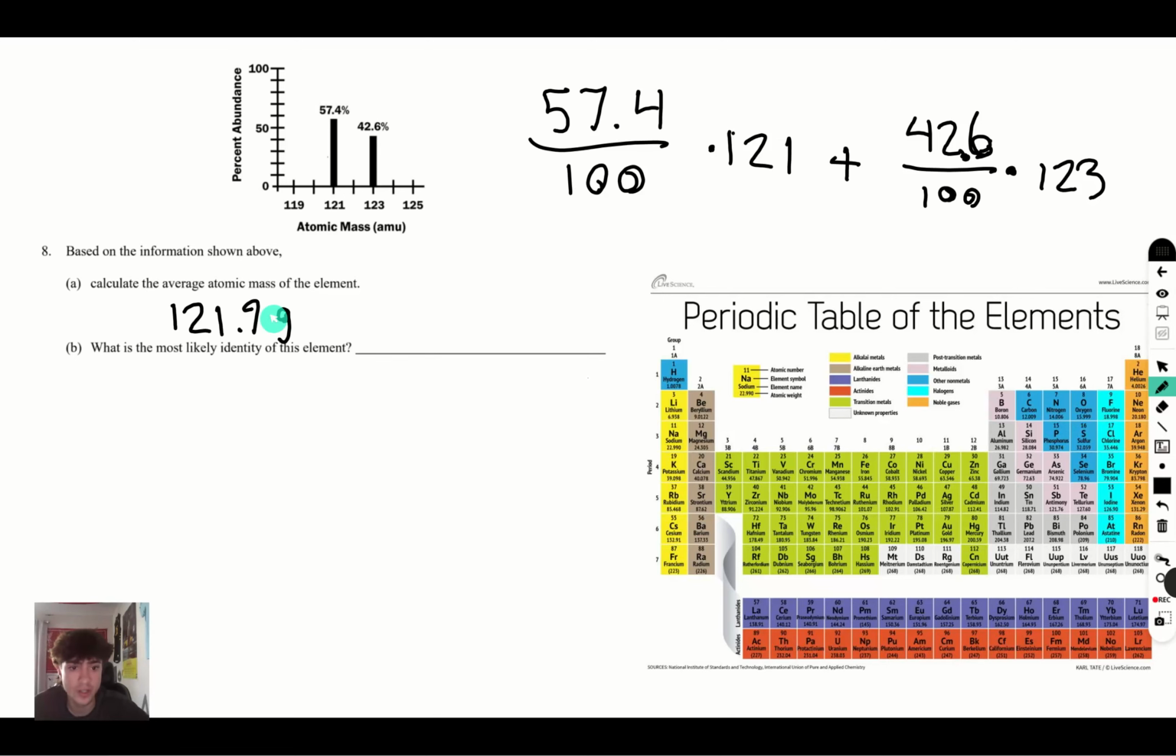And then it asks, what is the most likely identity of the element? So we take a look at our periodic table, see which element is closest to 121.9, and it's going to be antimony, Sb. I'm not exactly sure how to pronounce that, we'll just call it Sb. That's how you would calculate what element it is, and you could have really done this without the calculation of the average atomic mass, because you see that the element is between 121 and 123, and that's the only element that really fits the description here.